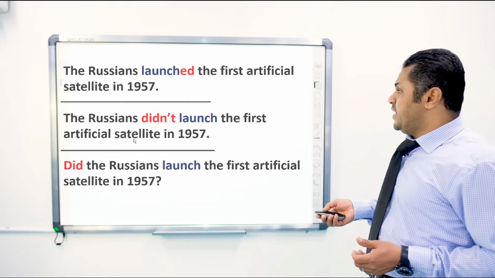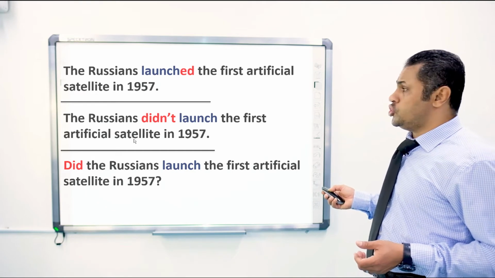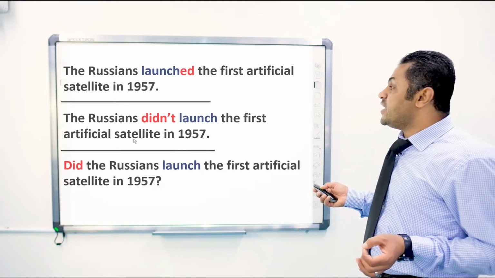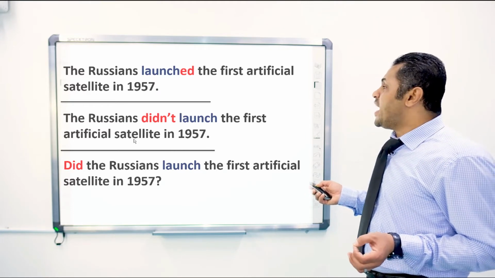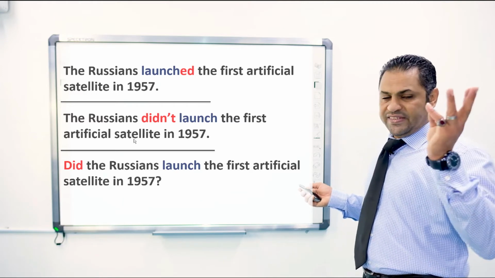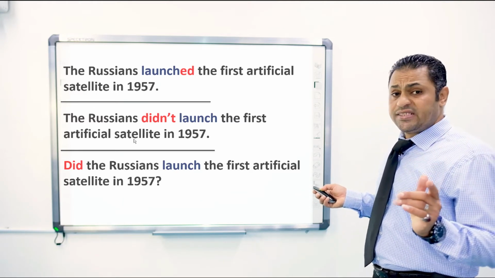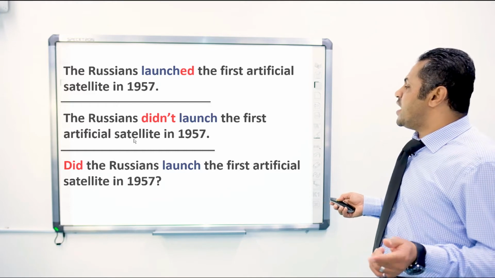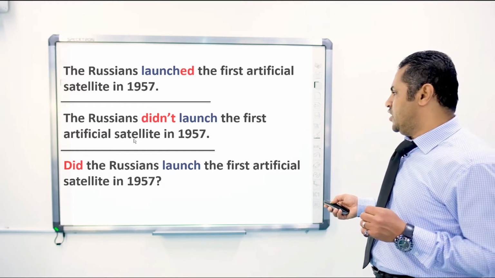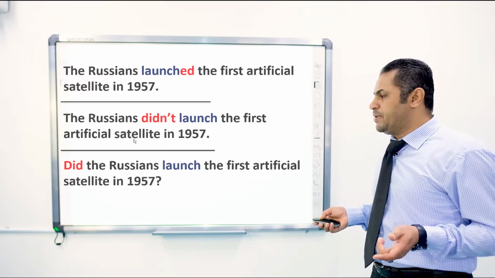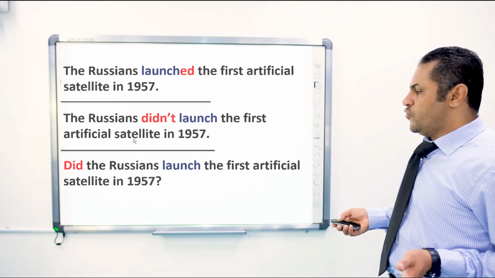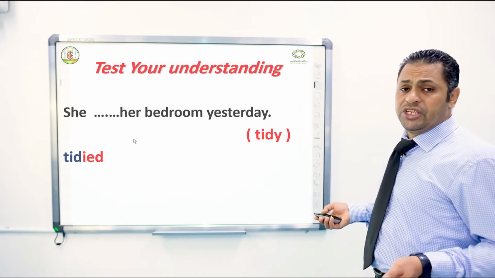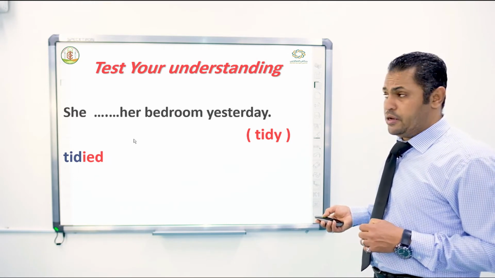Study these additional examples. The Russians launched. Here, with the verb launch, we add ED at the end because it ends with CH. And we add ED to verbs that end with ch, sh, ss, o, x, and z. The negative will be didn't, and we get the verb launch into its infinitive: didn't launch. The question will begin with did, followed by the subject, the Russians, and the infinitive, and so on. Now, test your information and understanding related to this grammatical rule.